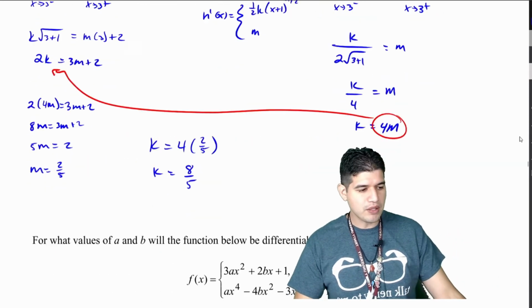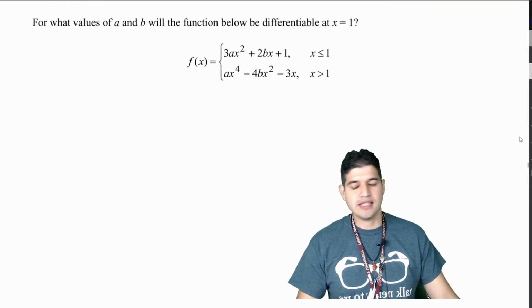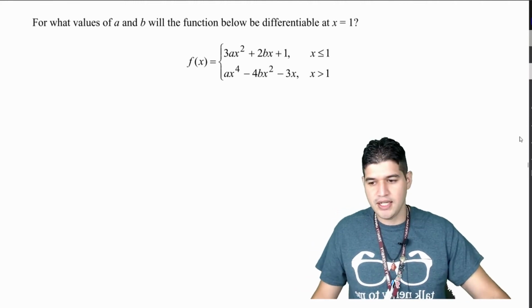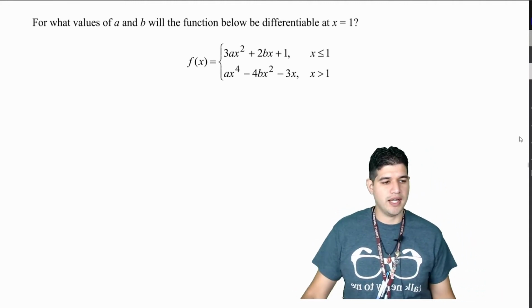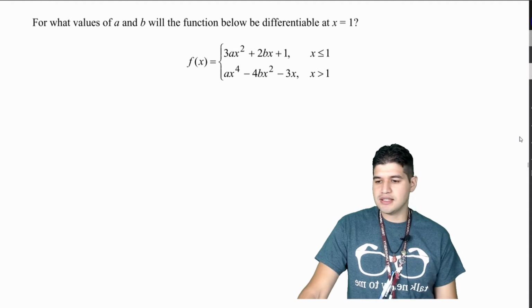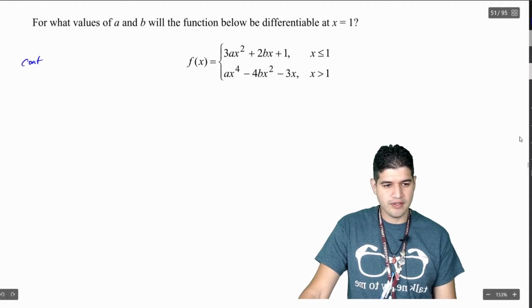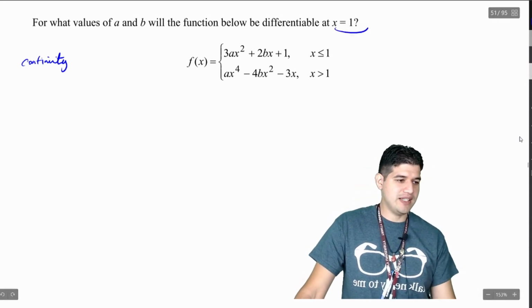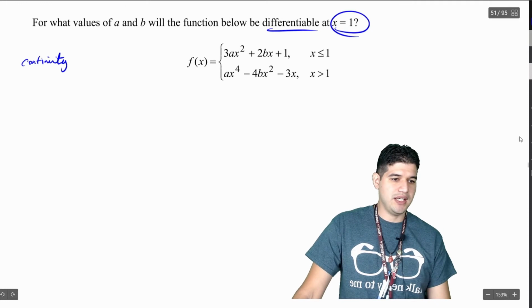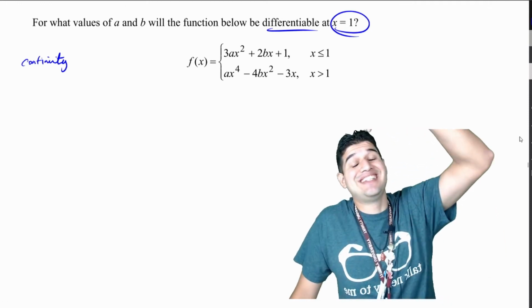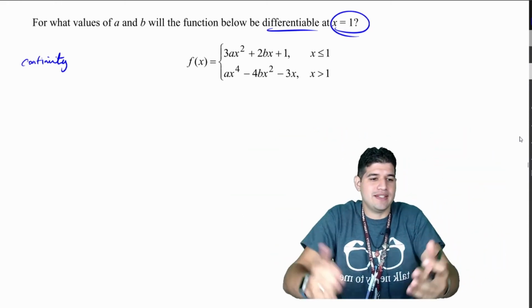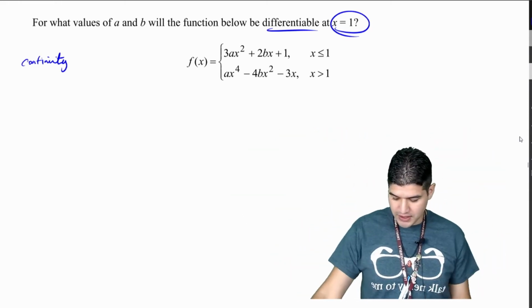We've got another problem just like this, except now we've got some squares, some things are going to be looking pretty gnarly, and that's totally okay. We're going to get through it the exact same way. So we're going to start with continuity. We're finding this at x equals 1. We know it needs to be differentiable, and since it's differentiable, we know it has to be continuous, all right? So that's why I start with continuity.